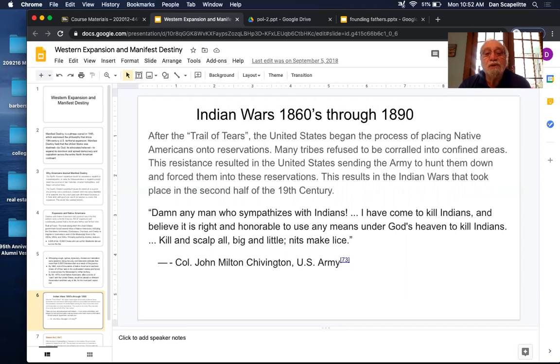Damn any man who sympathizes with Indians. I have come to kill Indians and believe it is right and honorable to use any means under God's heaven to kill Indians. Kill and scalp all, big and little, nits make lice. He wanted to kill even the little children, the mothers, old people, children, massacres galore. And just not a pretty sight for American history.